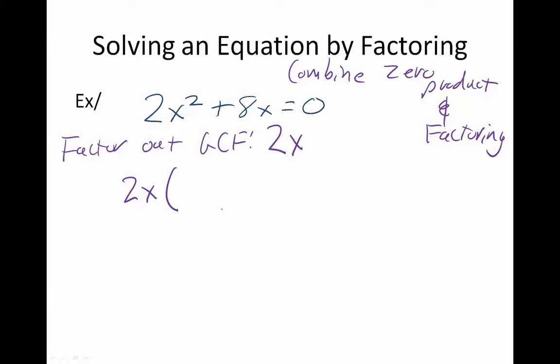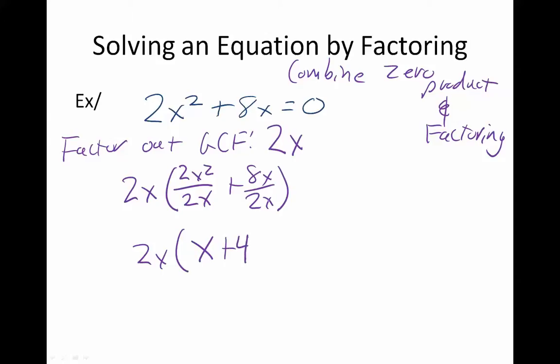Notice that I'm putting it outside and then I'm starting my parentheses. And then to do that, I need to take whatever's in the parentheses and divide it by 2x. So I get 2x times 2 divided by 2 is 1. X squared divided by x is x. 8 divided by 2 is 4. X divided by x is 1. So there we have 2x times x plus 4 equals 0. So this is the part right here that is factoring.